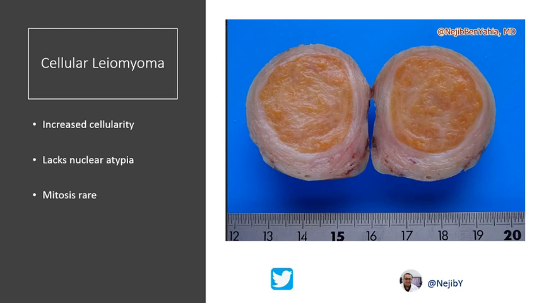So this is the first variant that we are going to talk about, and this is a cellular Leiomyoma. A gross picture is shown on the right side, and it was already said that the cut section is gray white, but this looks quite yellowish. So the yellowish lesions that can be seen are cellular Leiomyoma. That is why this gross is yellowish. And in histology, there will be increased cellularity, but there is a total lack of nuclear atypia, and the mitoses are quite rare.